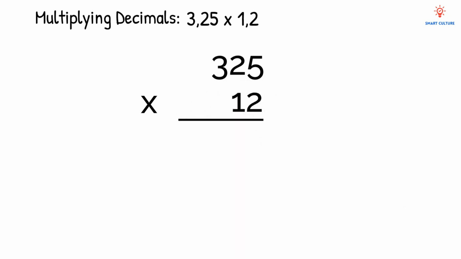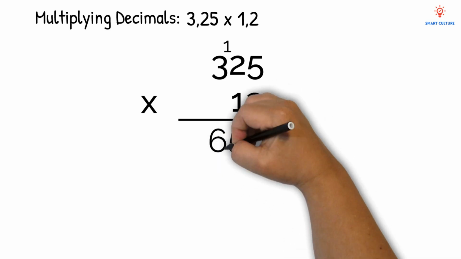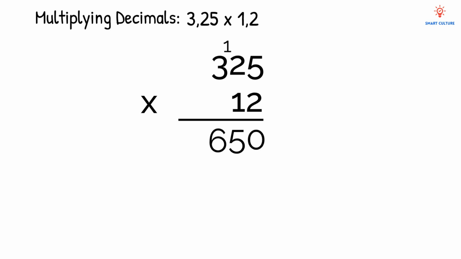Step 2. Use the column method. Now, perform the multiplication using the column method. Multiply each digit of the bottom number, 12, by each digit of the top number, 325, just as you would with whole numbers. First, multiply the top number by the unit place digit of the bottom number, 2 in this case. Then, by the tens place digit, 1 in this case.